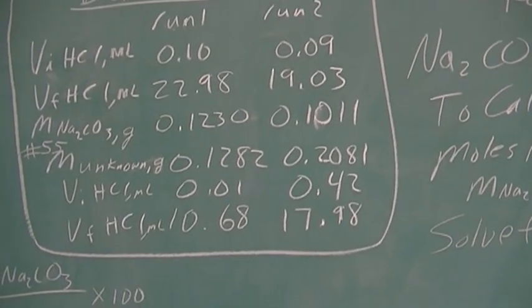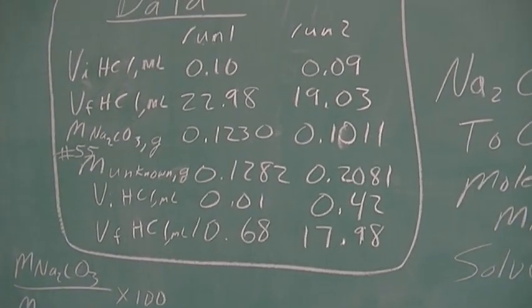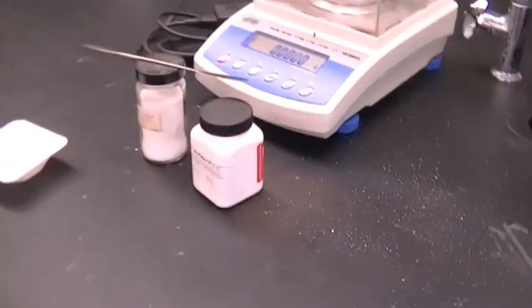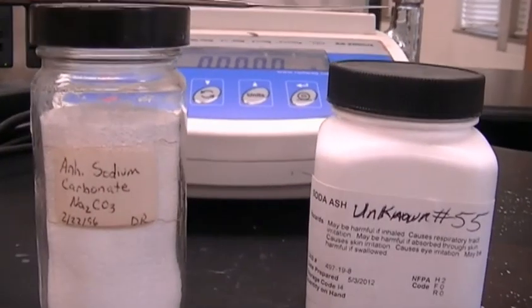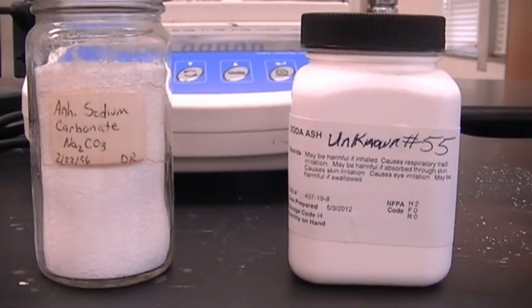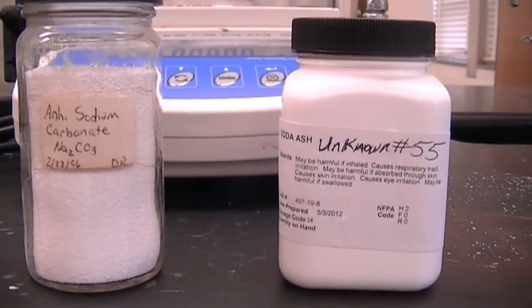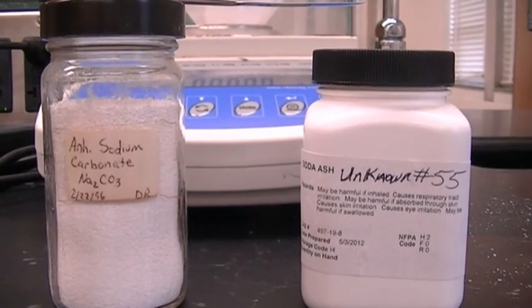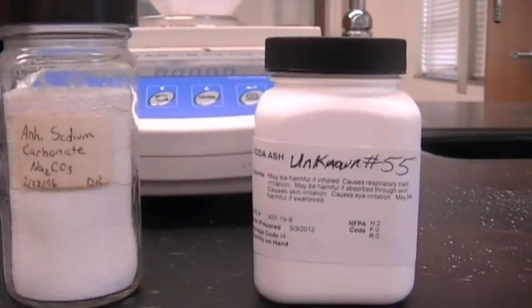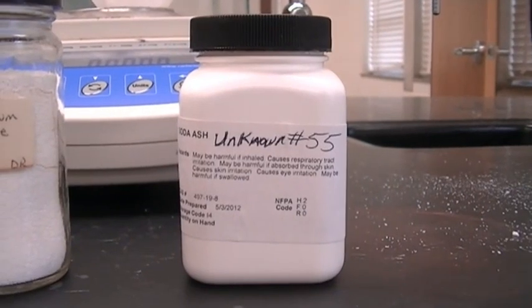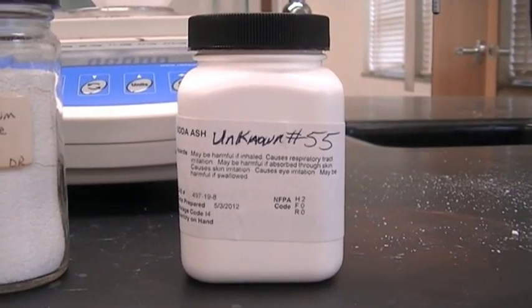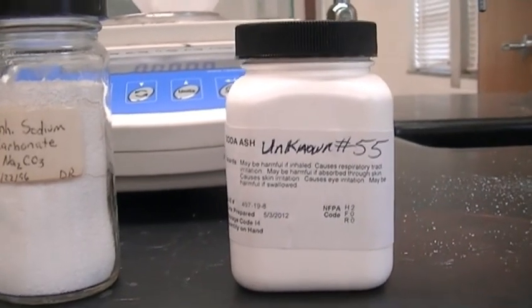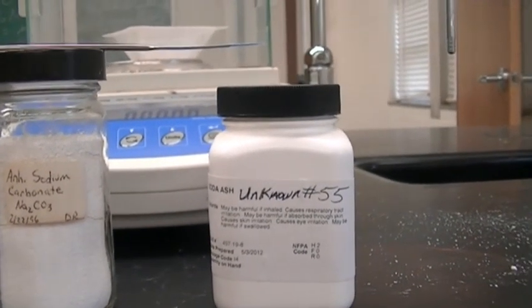All right, so we are going to do run 3. We also are going to do a check of the water. We're going to go to our lab stations, and here we have our anhydrous sodium carbonate. So that is our pure sodium carbonate. It has been put in the oven for 2 hours at 100 degrees Celsius to make sure that it is dry. And next to it is the soda ash unknown number 55. It was also placed in the oven at 100 degrees Celsius for 2 hours.